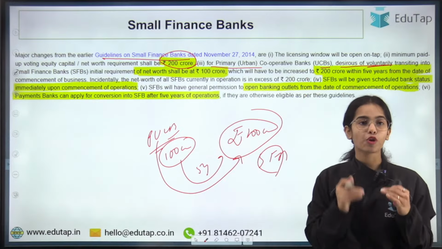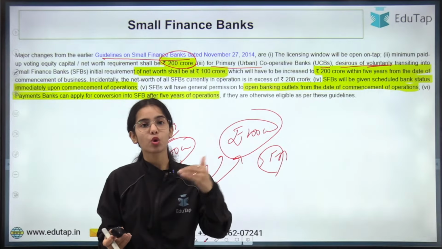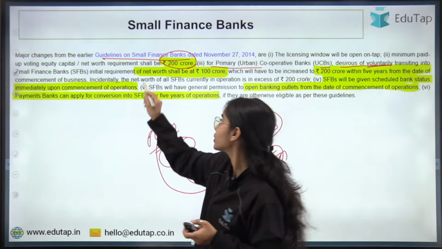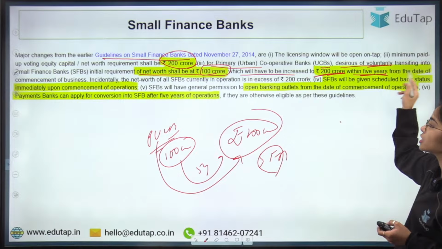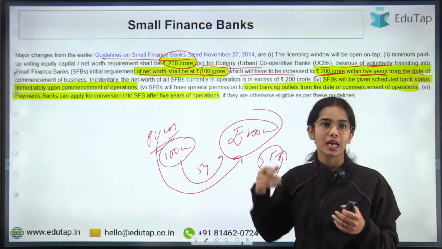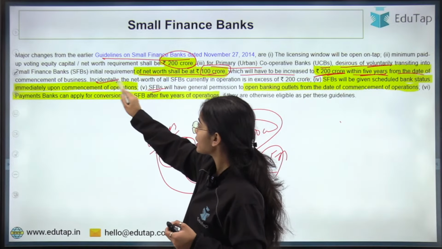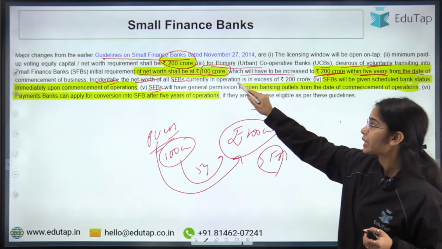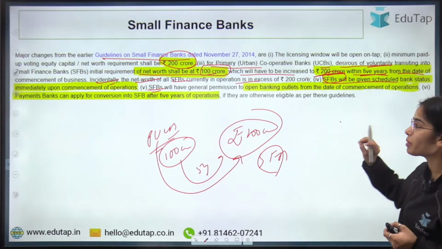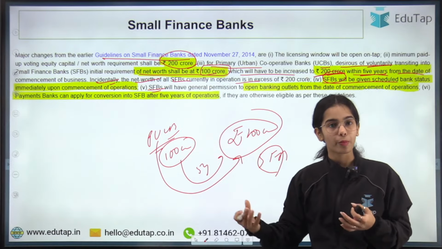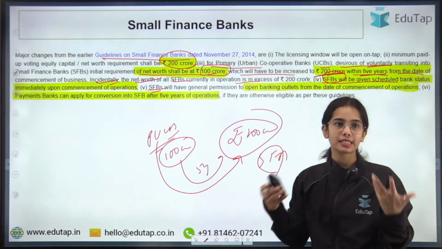So this is the idea that for primary urban cooperative banks, if they voluntarily want to transition into a small finance bank, the initial requirement of net worth shall be 100 crores, which will have to be increased to 200 crores within 5 years from the date of commencement of business as a small finance bank. Incidentally, the net worth of all SFBs currently in operation is in excess of 200 crores, and small finance banks will be given scheduled bank status as soon as they start operations. That means all small finance banks will come under the second schedule as soon as they start business.